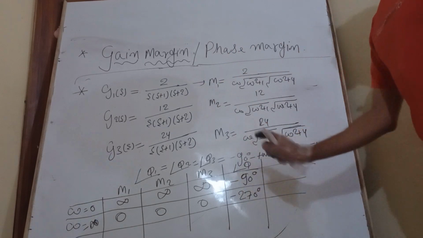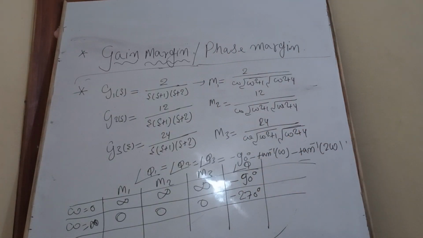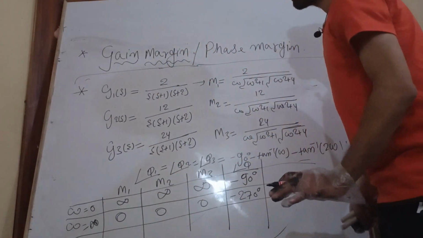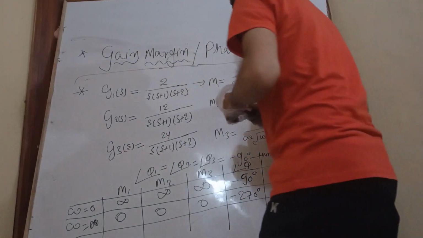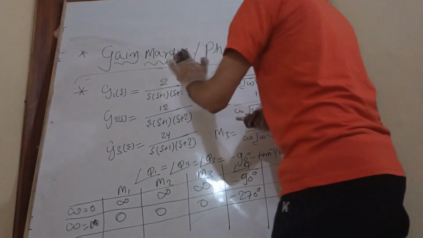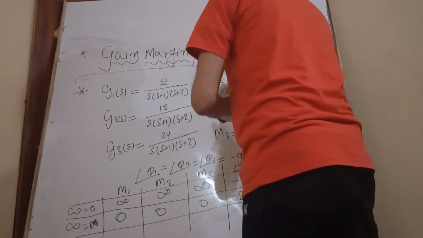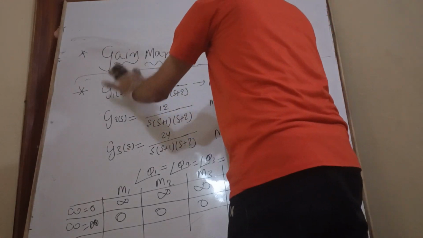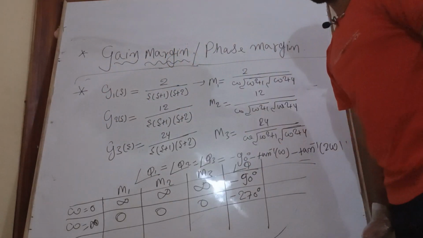Okay, so now these are what? These are the magnitude and angle. Okay, so now we are mapping this on the GH plane through the Nyquist plot. Then we will understand the gain margin and phase margin simultaneously through the Nyquist plot.